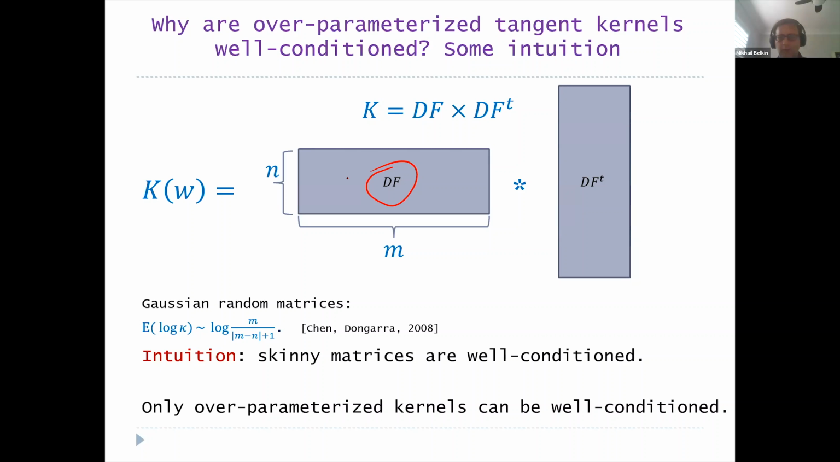And second, this only works for over-parameterized kernels, because for under-parameterized kernels, you make this product go the other way around. M is bigger than N, so the rank will be deficient. So you will always have a 0 eigenvalue of the kernel matrix. So this kind of phenomenon doesn't exist in the under-parameterized world. Okay, very good.